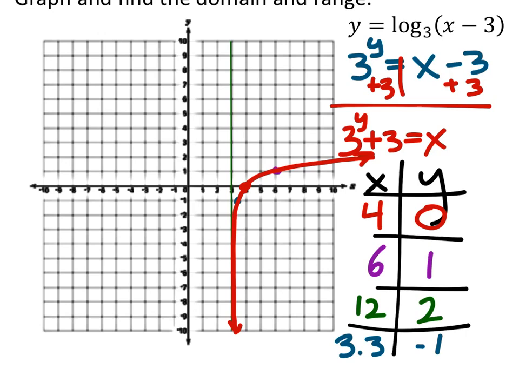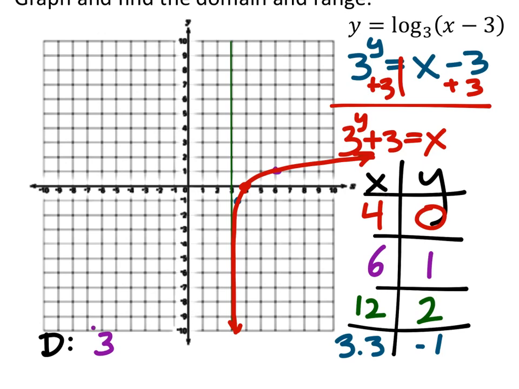Well, that's the graph, but it did ask for the domain and range. So let's start with the domain. We'll show it as an interval, so we don't need any fancy brackets. The domain is the x values. How far to the left does this thing go? 3. That's as far to the left as it goes.